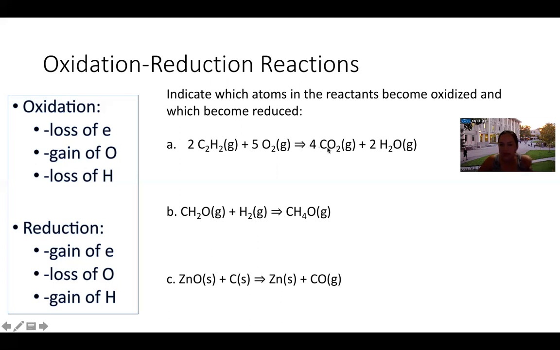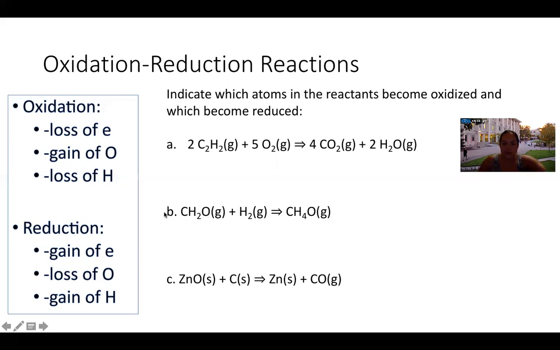So can you see that the carbon had no oxygen here, and now it has oxygen. So that is considered an oxidation, okay? The oxygen over here gained a hydrogen. So remember, gain of hydrogen is a reduction. So in this case, the carbon got oxidized and the oxygen got reduced.